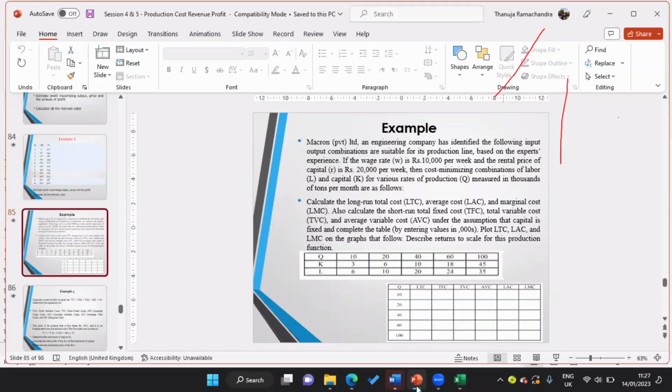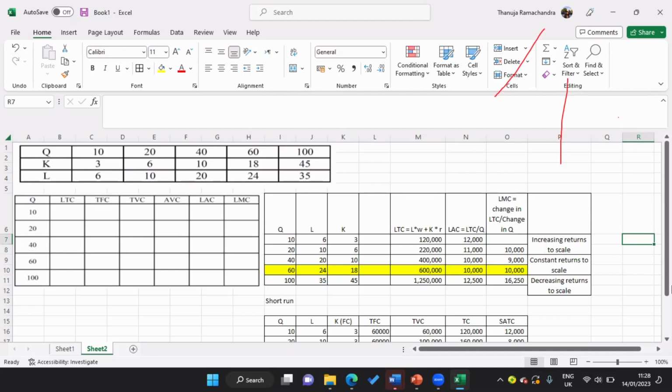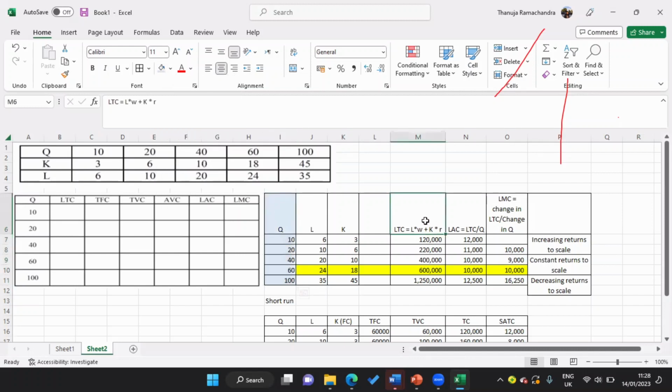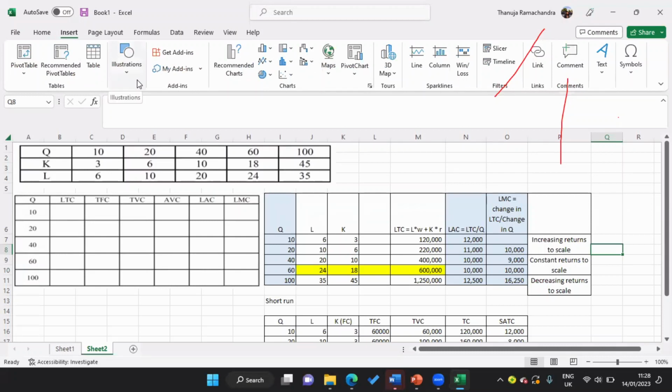Cool. Madam, since you have done all the Excel, when you are going to draw the graph, if you make use of that column for Q, LTC, ATC, everything, you can just draw it, no, madam? Insert. It'll take time, actually. The graph insert has to be a line graph.